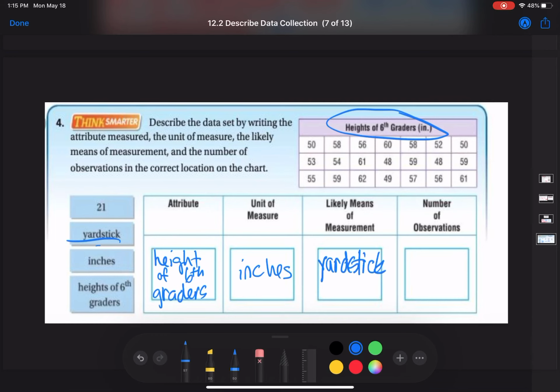And then how many do they have here? Well, I have 1, 2, 3, 4, 5, 6, 7. So 7 times 3, I have 21 observations. And that is the extent of this lesson. Attribute: what are you looking at? What are they measuring, and basically what are they using to measure? Like they're using a yardstick, so inches, and then how many observations? I told you it's a pretty simple lesson. The next couple lessons are pretty short. They won't take too long to do. So hopefully this will help you get through the Think Central lesson.